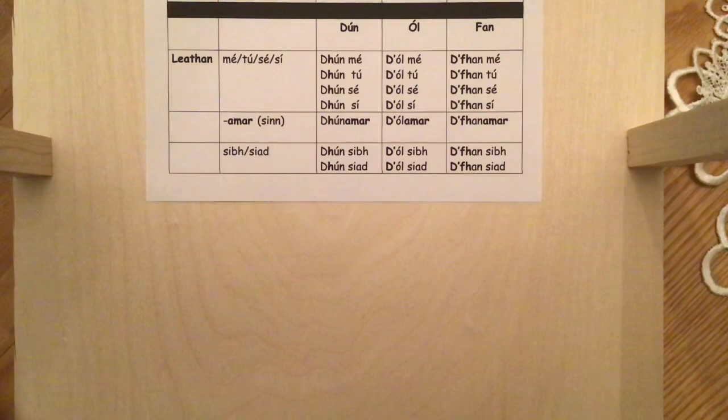For the we form then, we're going to add amar. So this is the sinn form in Irish, okay? So it'll be changed to dhúnamar, d'ólamar, agus d'fhanamar. There is no need to put the pronoun sinn after this word, as the amar form stands for sinn. The sibh and siad form then again will revert back and take just a H. So it'll be dhún sibh, dhún siad, d'ól sibh, d'ól siad, d'fhan sibh, d'fhan siad.